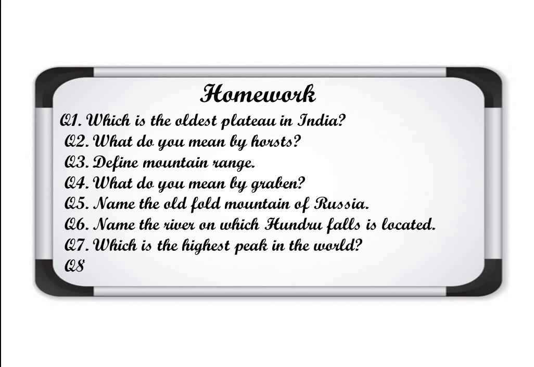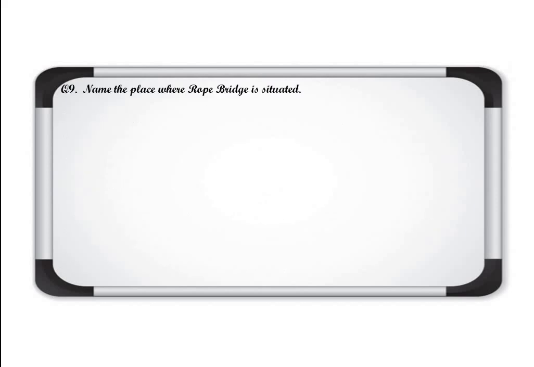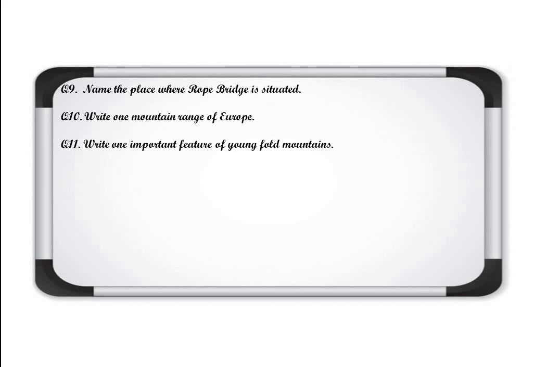Number 7, which is the highest peak in the world? Where is Jog Falls located? Question number 9, name the place where a rope bridge is situated. It is also given in the book, you can read that. Write one mountain range in Europe. Write one important feature of young fold mountain.